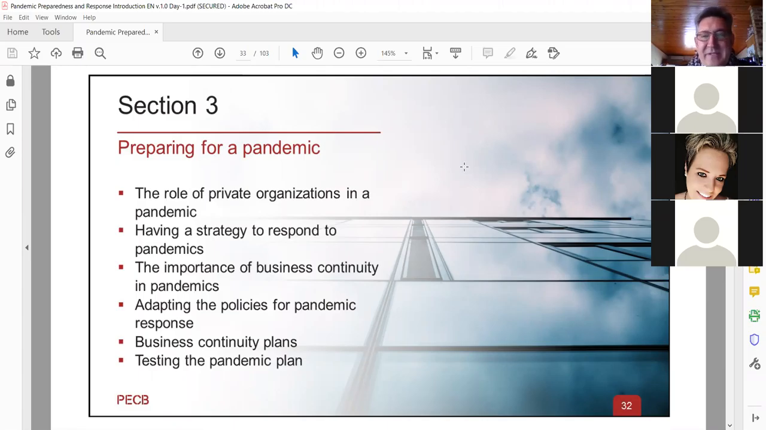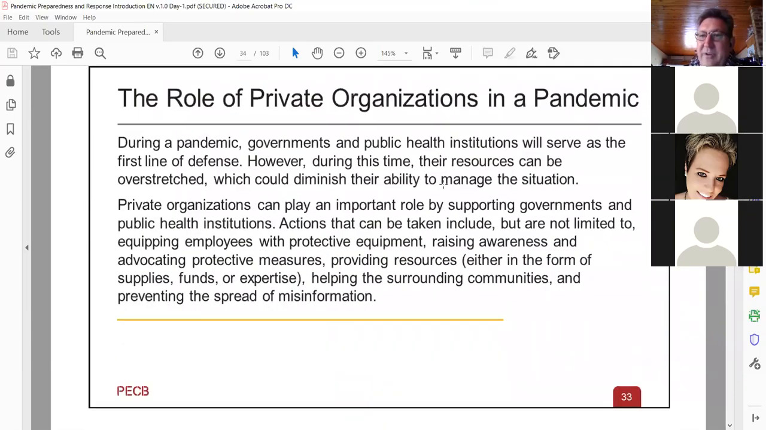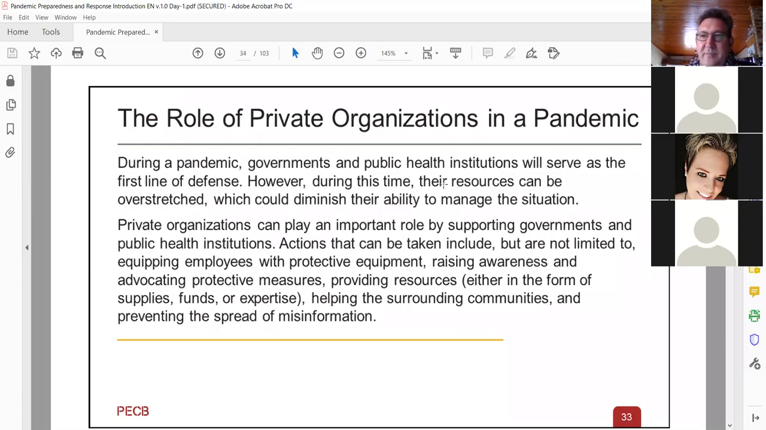Fantastic. Okay, section three of the pandemic preparedness and response is going to address firstly the role of private organizations in a pandemic, having a strategy to respond to the pandemic, the importance of business continuity in pandemics, adapting the policies for pandemic response, business continuity plans, and testing the pandemic plan. Now, if you're looking at this, it is actually speaking all about how you can still deliver the critical products and services that your company has to offer.